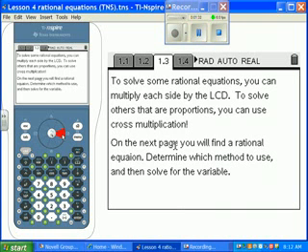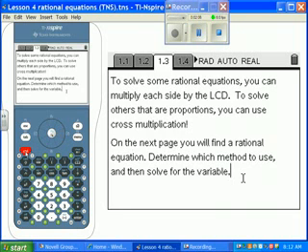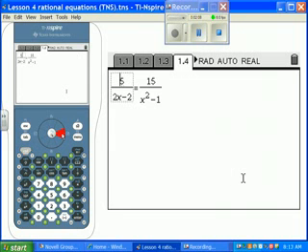All right, to solve some rational equations, you multiply each side by the LCD to solve. Others that are proportions, we can use cross multiplication. That's the one we're going to focus on mainly, okay? On the next page, we'll find a rational equation. Determine which method to use and then solve for the variable. Cross multiply. We're going to do cross multiplication, yes. Okay, so you should all just be very excited about doing cross multiplication now. All right, next page.